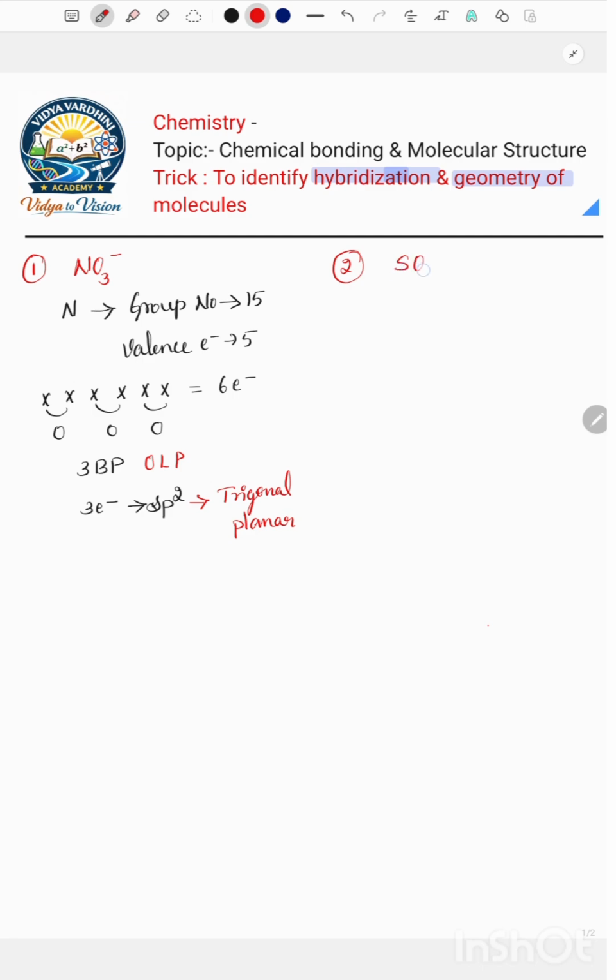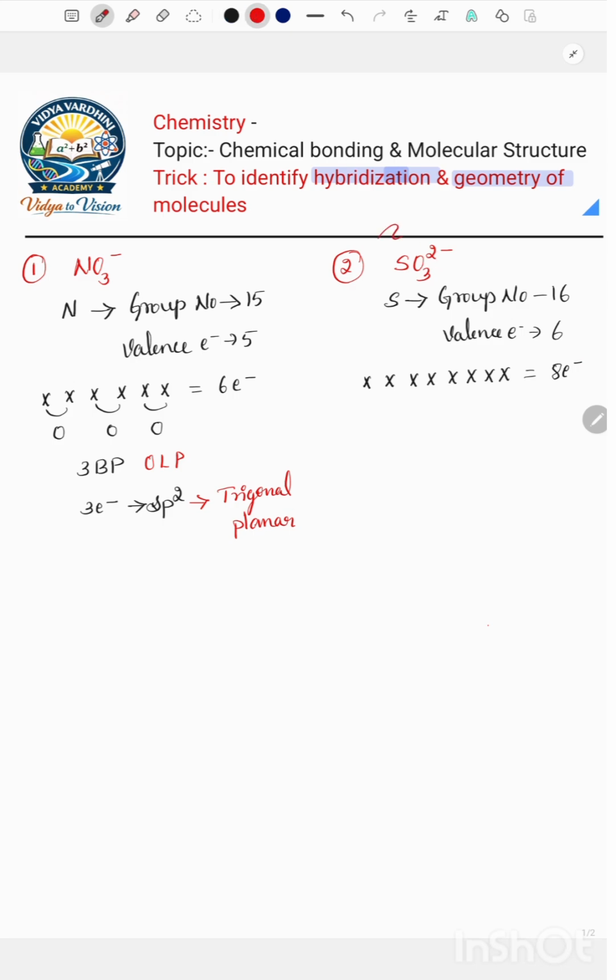The second example is SO3 2 minus. In SO3 2 minus, the central atom is sulfur. Group number of sulfur is 16. Valence electrons in sulfur atom is 6. Let me write those 6 electrons: 1, 2, 3, 4, 5, 6. You can see here 2 minus means we need to add another 2 electrons. I am adding it. Totally there are 8 electrons.